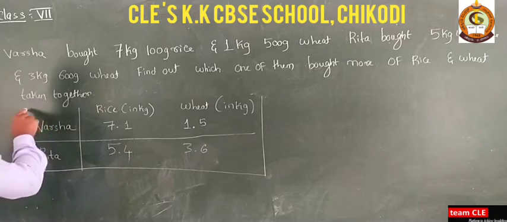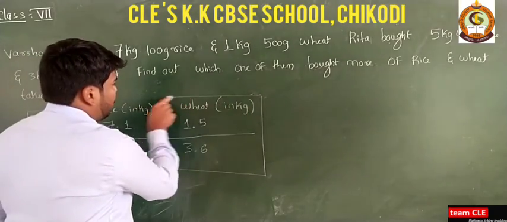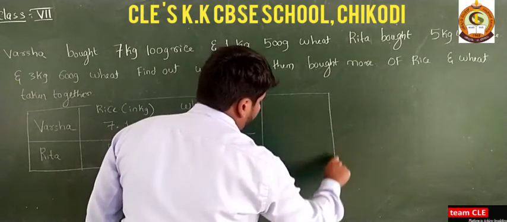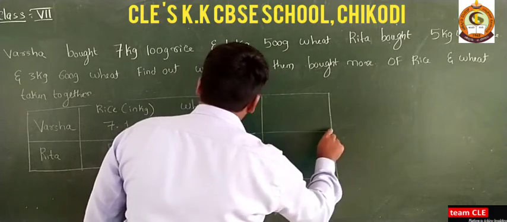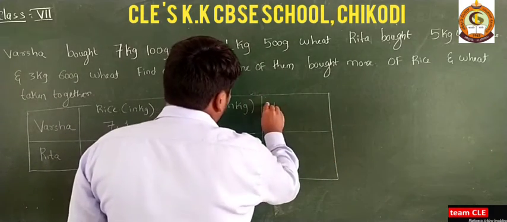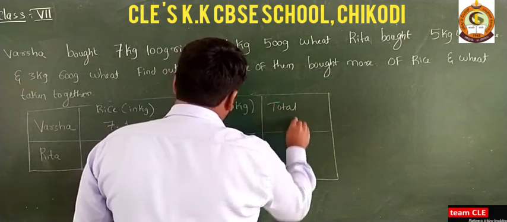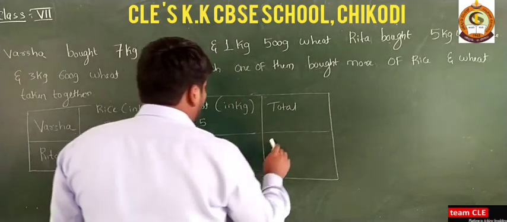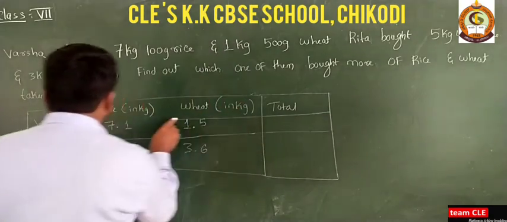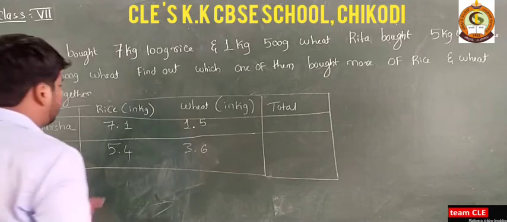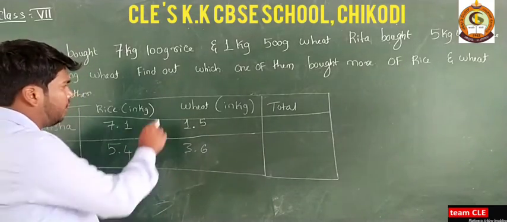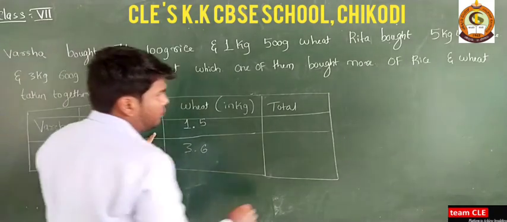So we will just do this addition. I will write one more column, that is total weight. So see here, if I do the total, what are we getting? 7.1 plus 1.5.